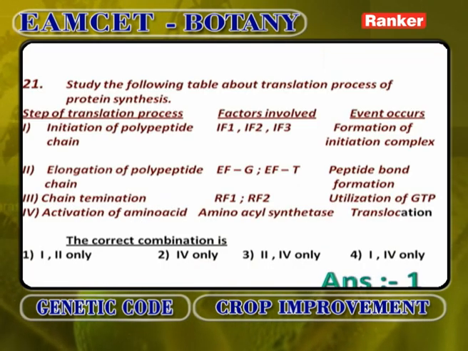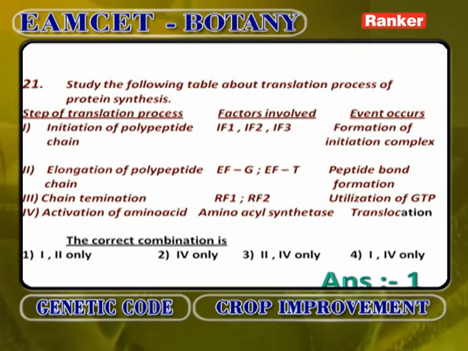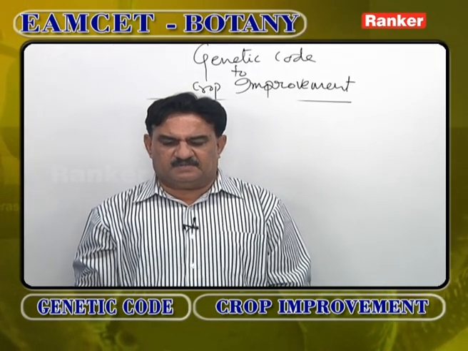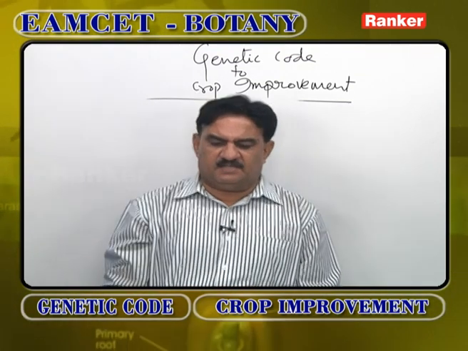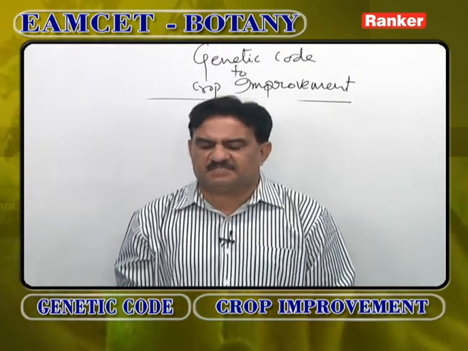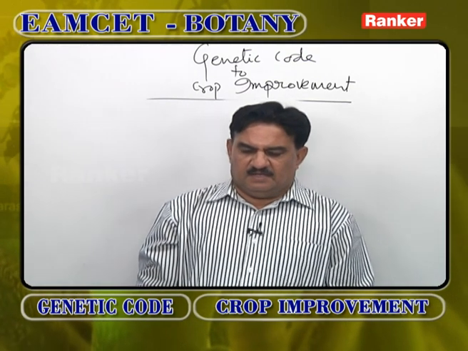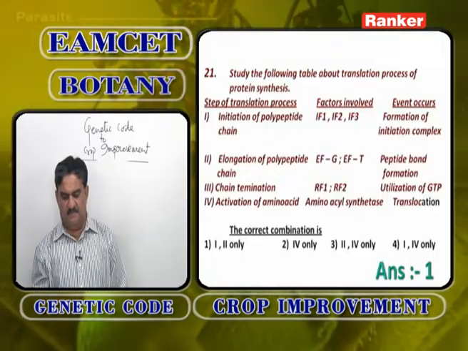Study the following table about the translation process of protein synthesis and identify the correct combination. The columns are the step of the translation process, the factors involved, and the event that occurred. Initiation of polypeptide chain: IF1, IF2, IF3, formation of initiation complex is correct. Elongation of polypeptide chain: EF-G and EF-T.